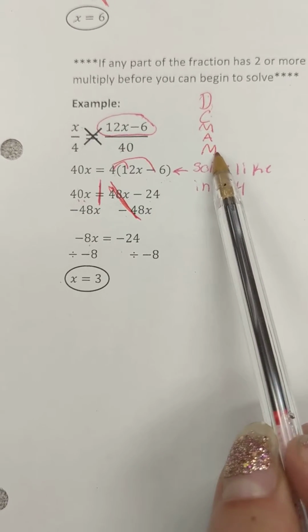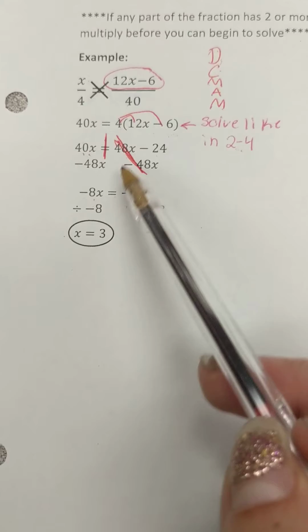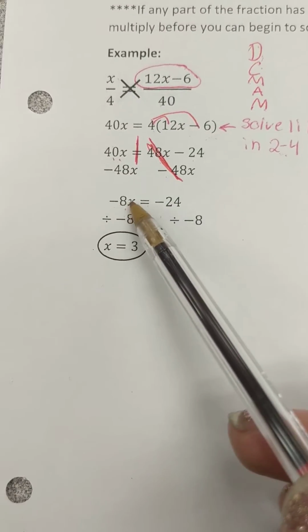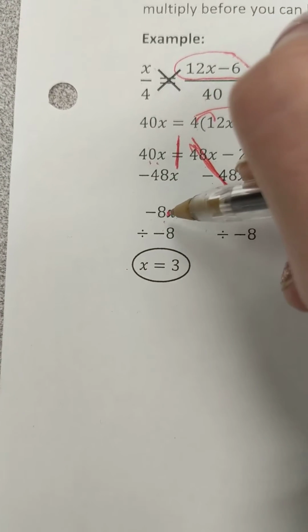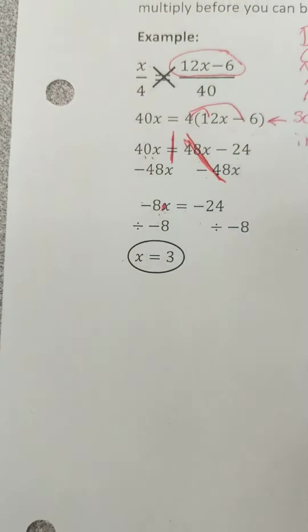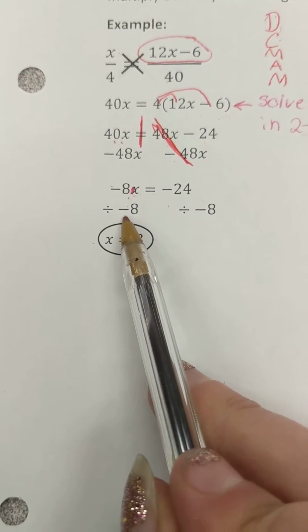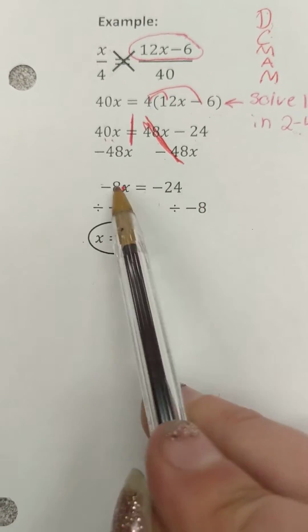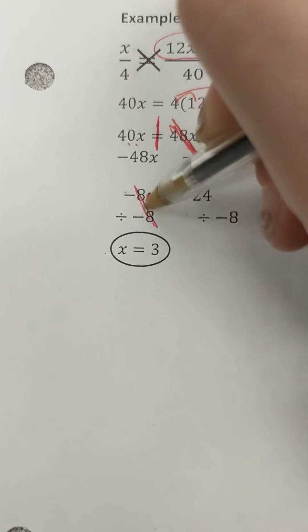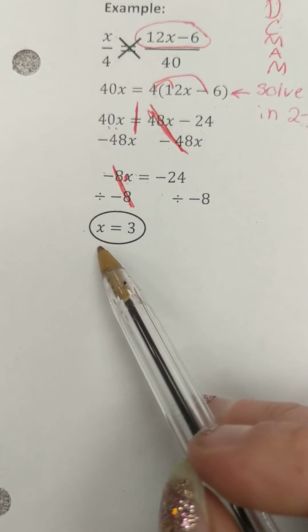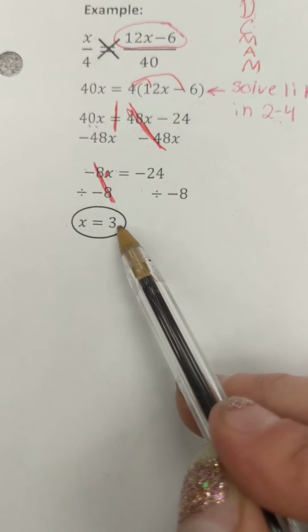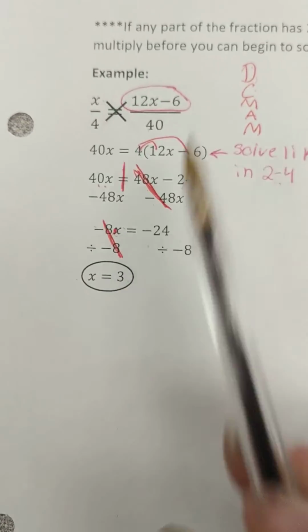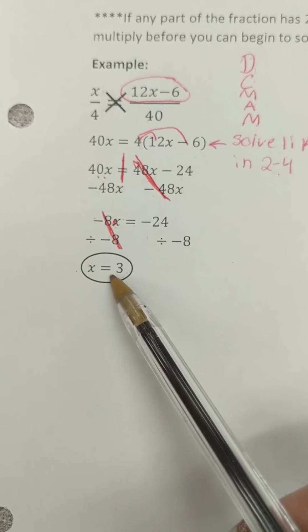Go to the last M, which is multiply or divide. So I have negative 8x. Remember, that means I have multiplication right here. I'm multiplying by negative 8. So I need to divide by negative 8 on both sides. That'll get rid of my negative 8 in front of my x. Leaves me with just x equals, and then negative 24 divided by negative 8 is positive 3. So in this problem, in my proportion, x equals 3.